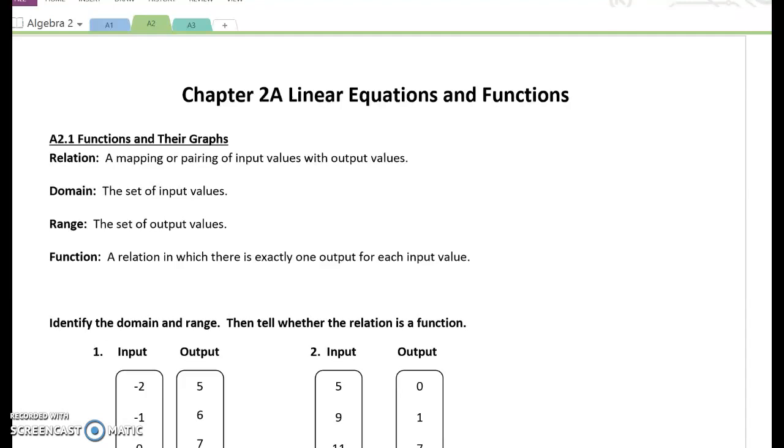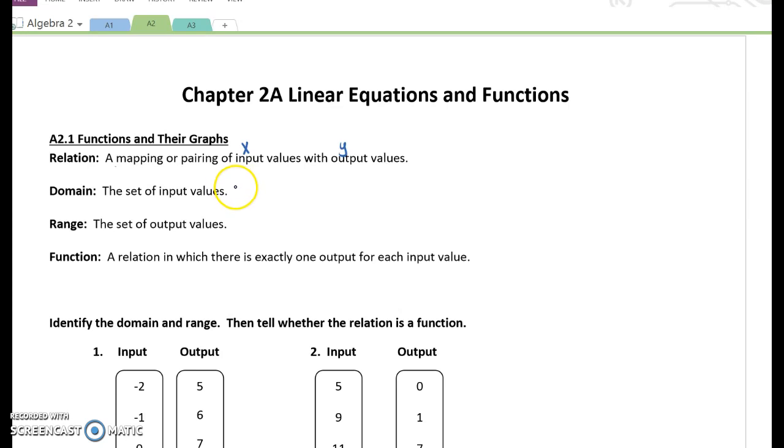Today we're talking about relations and functions. A relation is a mapping or pairing of input values with output values, and it's any pairing of basically x's and y's. So remember, inputs are the x's, outputs are the y's. A relation can be shown as a list of ordered pairs, as a mapping diagram, as a graph, as a table of values. Any way that you are connecting x's and y's together is a relation.